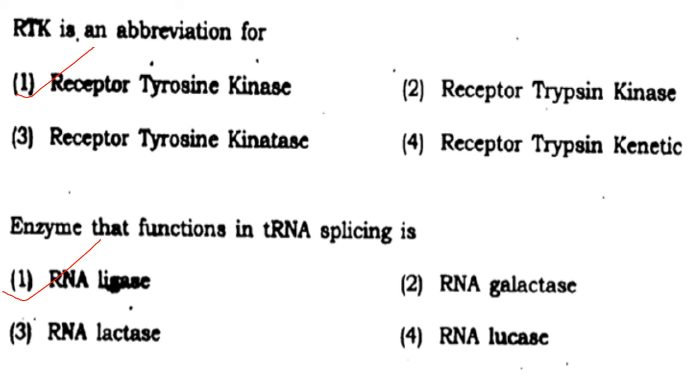Next one. Enzyme that functions in tRNA splicing is option 1, RNA ligase, 2, RNA galactase, 3, RNA lactase, 4, RNA leucase. Answer is option 1, RNA ligase.